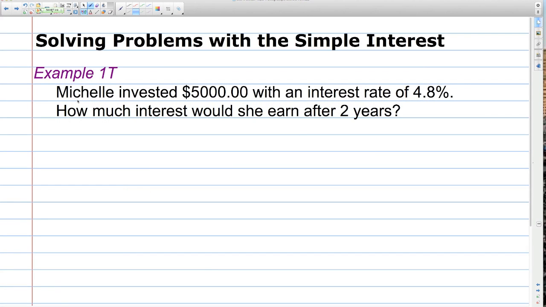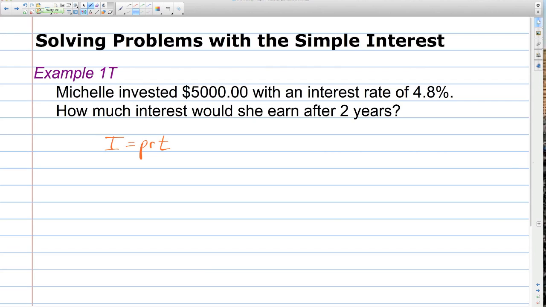We're going to start our work with the simple interest formula with example 1. Michelle invested $5,000 with an interest rate of 4.8%. How much interest would she earn after 2 years? Well, I like to start by writing down the simple interest formula. Interest is equal to principal times rate times time. Then I go back and reread the problem and identify what's given and what I have to find.